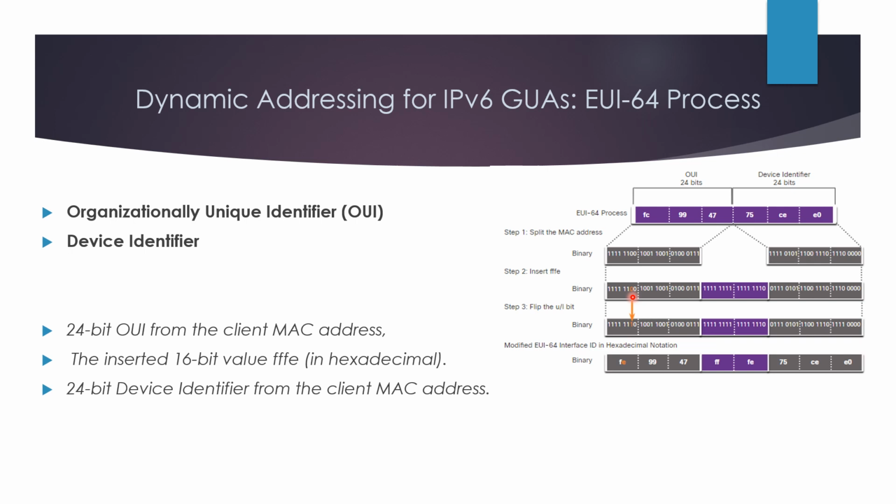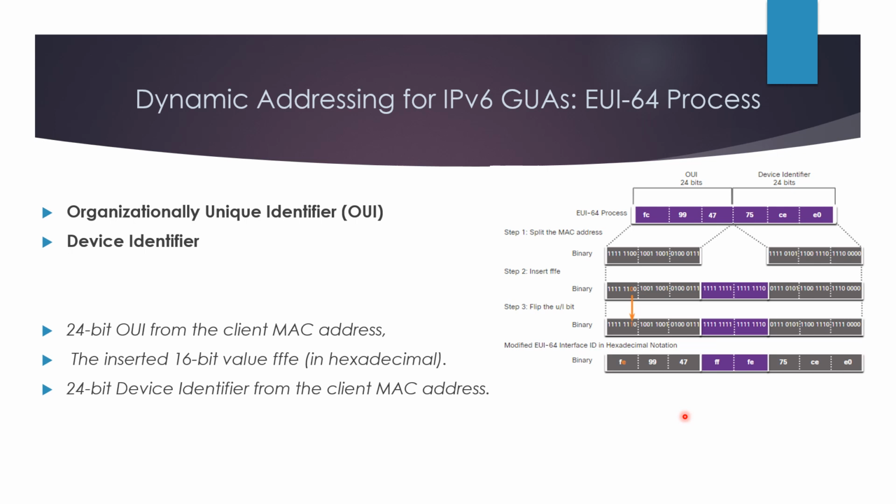After you do that, you will go to the 7th bit, the universal/local bit, and you will flip it, which means that if it's 0 you convert it to 1, and if it's 1 you convert it to 0. In this case it is 0, so you will convert it to 1. After you do this, you convert from the binary format to hexadecimal, and you will get the interface ID, the IPv6 address.